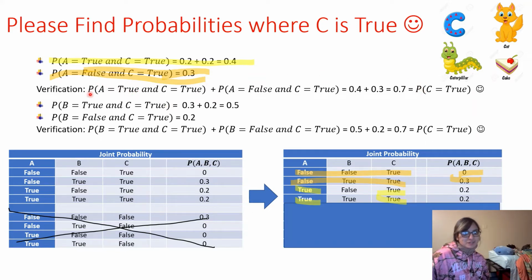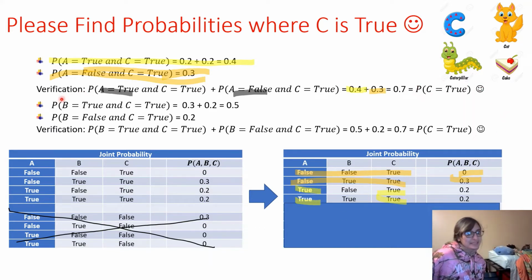But just to show you as well, if we add this plus this, because A can be true or false, for any value of A, adding up on A crosses it out, because you're considering both. So what you have in the end is C is true, which is 0.4 plus 0.3, which is 0.7. So again, this is 0.4 plus 0.3, which is 0.7, which is indeed the probability C is true.